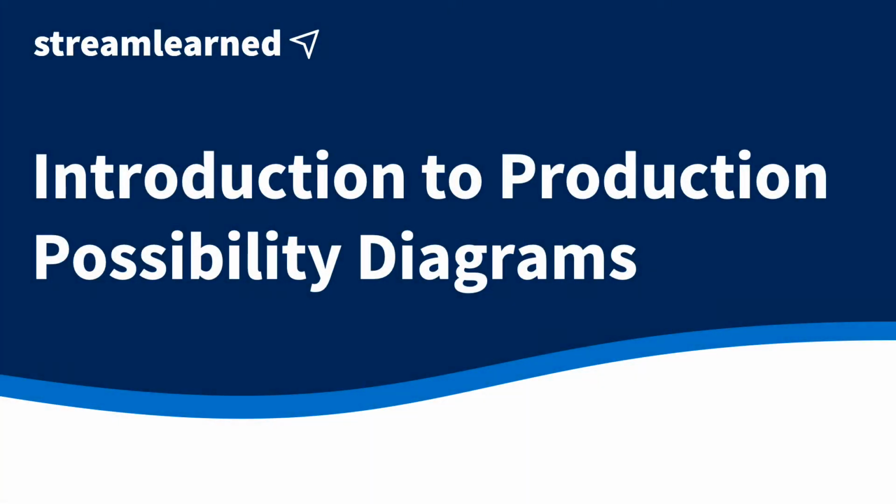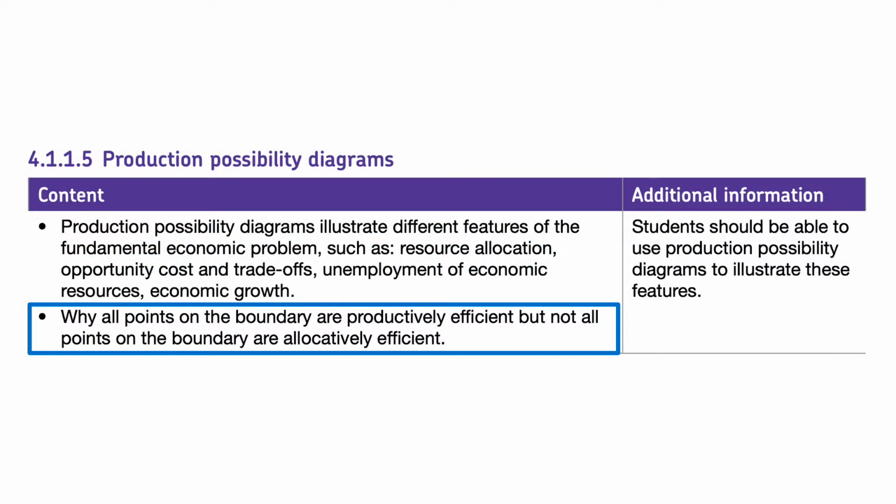This topic is an introduction to production possibility diagrams. This topic covers the second point in section 4.1.1.5, production possibility diagrams, in the course specification. Don't worry, you've not missed a topic on the point above. We're going to do this section in reverse order as we think it makes more sense this way. In this topic, we'll introduce you to the concept of production possibility diagrams and how to interpret them, and why all points on the boundary are productively efficient, but not all points on the boundary are allocatively efficient.